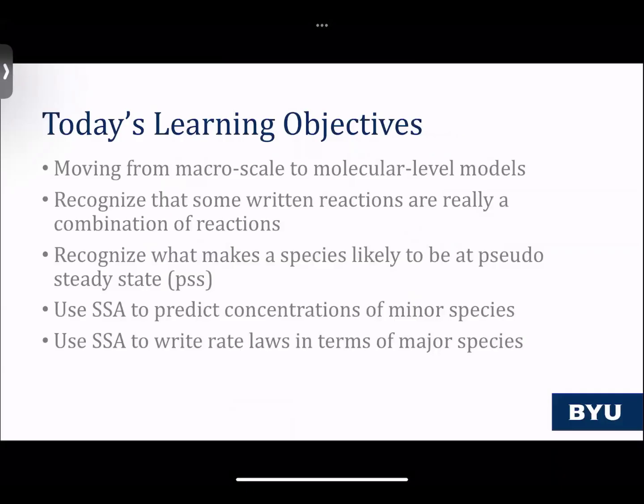We'll use the pseudo-steady state approximation. So we're moving from the macro scale of material balances in the reactor to the molecular level, to understand a little better how reaction rates and rate laws are derived and figured out. We need to recognize that some written reactions are really a combination of multiple steps. We'll recognize what makes a species likely to be a pseudo-steady state species and what that even means. Then we'll use the approximation to predict concentrations of the minor species and to write rate laws in terms of major species.